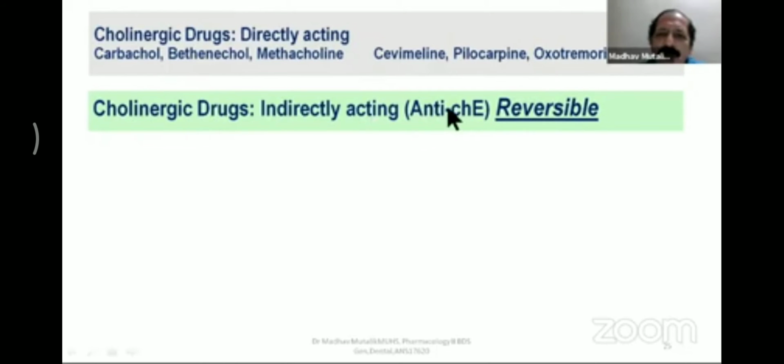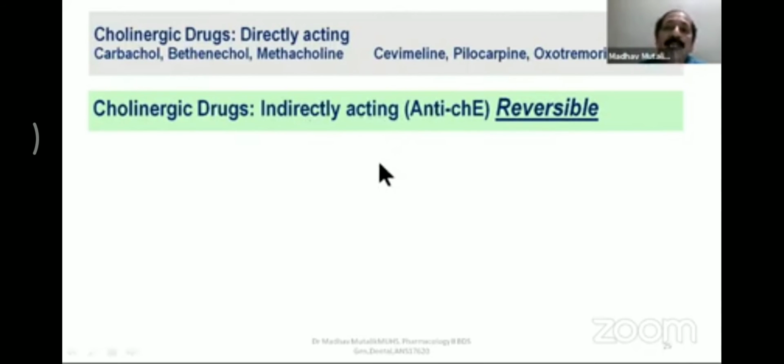So these are the drugs which inhibit the enzyme cholinesterase. When the cholinesterase enzyme is inhibited, acetylcholine won't be broken down and it will accumulate. This way, it will produce the effects of acetylcholine. So we call them cholinergic drugs. They are indirectly acting drugs.